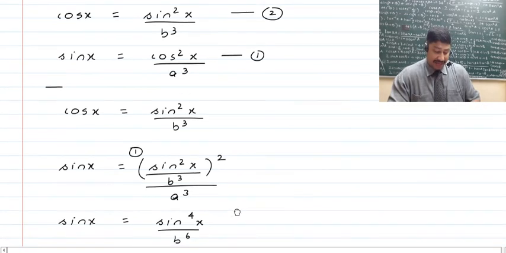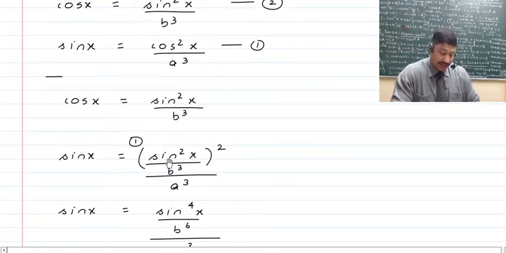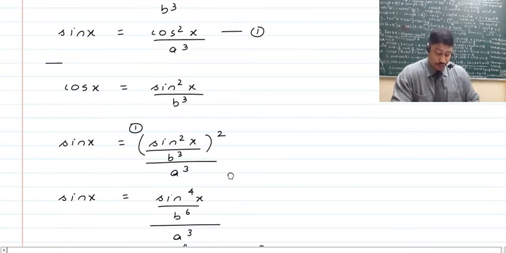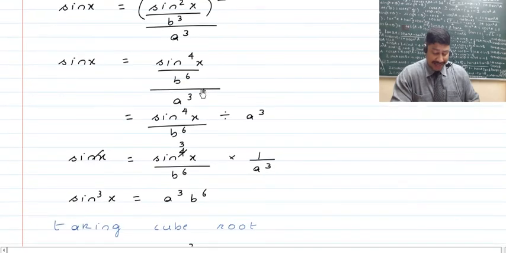And further now substituting this value, we now have sine x to be equal to sine square x upon b cube whole square, right? In place of cos square x, remember, we have substituted the value of cos, which is sine square x upon b cube, right? And then further we divide it by a cube. Now when we square, this becomes sine raised to the power 4x upon b raised to the power 6 divided by a cube. Now as this is the whole denominator sign, we write it by the division sign, as both of these have the same meaning.